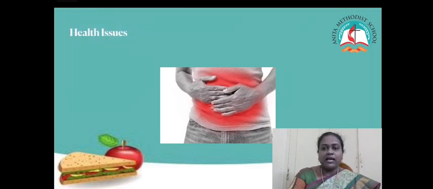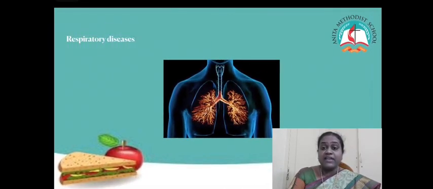What happens? What is the health issue of unintentional adulteration? Stomach disorder. You might get a stomach disorder problem. Then, what is the next issue? Respiratory disease. You might have a breathing problem or lung disease problem.